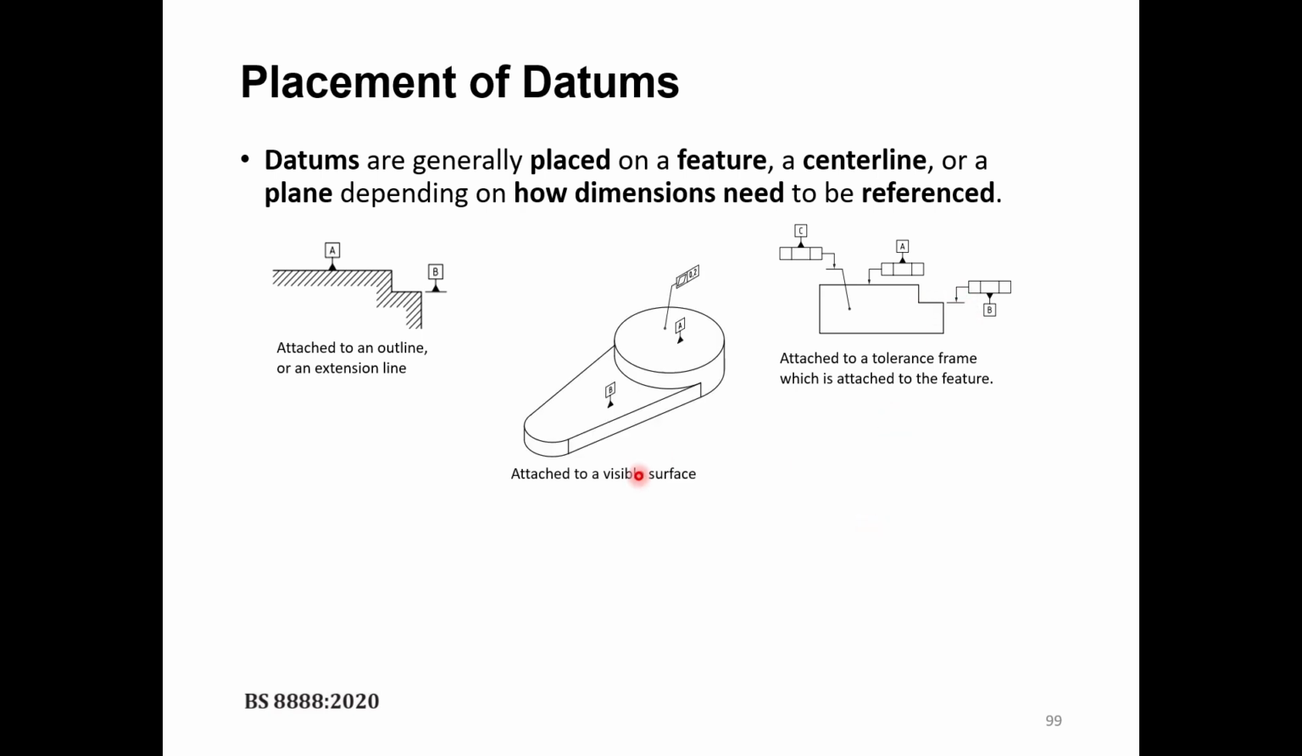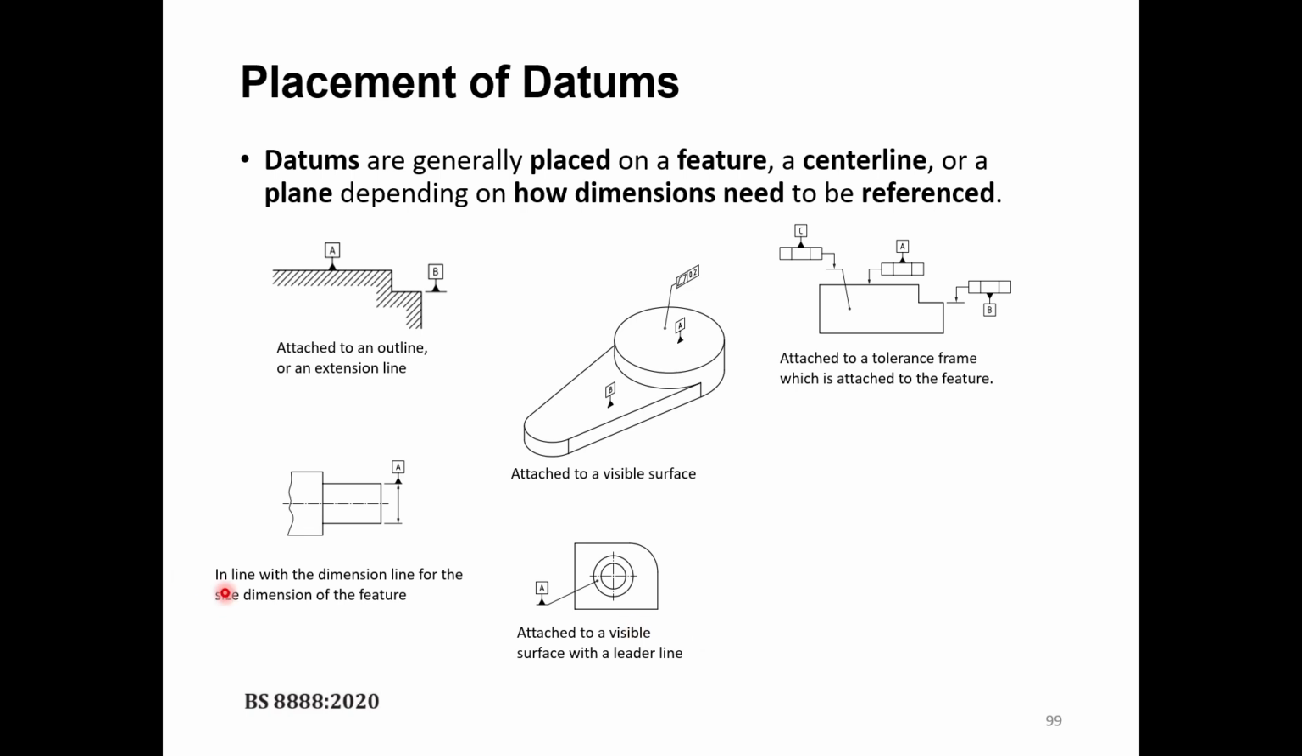It could be attached to a visible surface straight away, like saying that this is datum B and this surface is datum A. For example, just imagine this is a bracket, and there is a tube here, or a cylinder that protrudes out of this surface, and then the surface of the cylinder itself, this cross section here, is defined as your datum A.